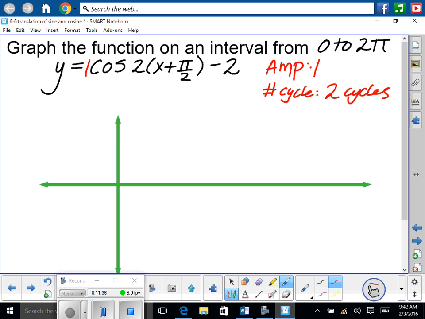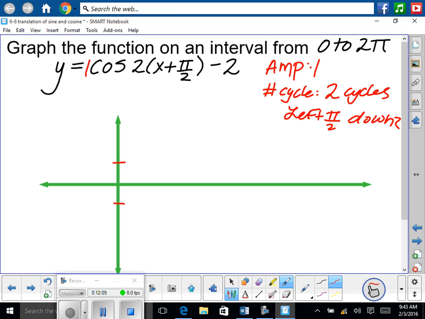And then we are shifting left pi halves and down 2. Does everybody see how now I'm writing out my shifts? So left pi halves and down 2. Okay, so now that I have all that, I can go ahead and start. I'm going to be switching colors, and if you need to borrow some colors, there just gets to be a lot going on. I'm going to first draw in my amplitude. I'm going to draw in an original cosine function and then shift it. It's way hard otherwise. So we have an amplitude of 1.